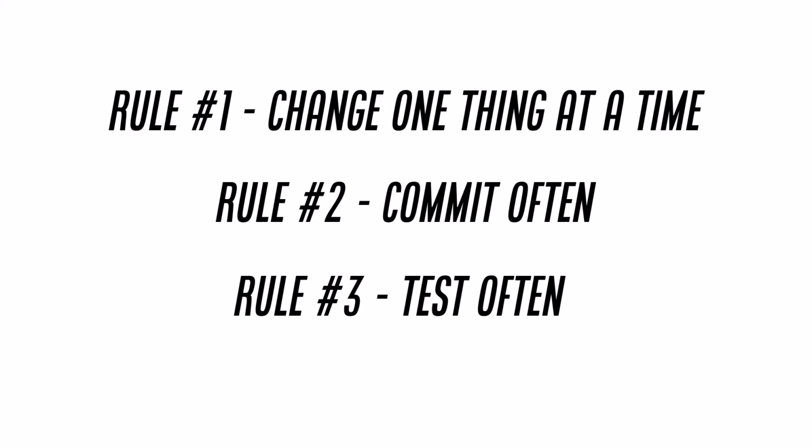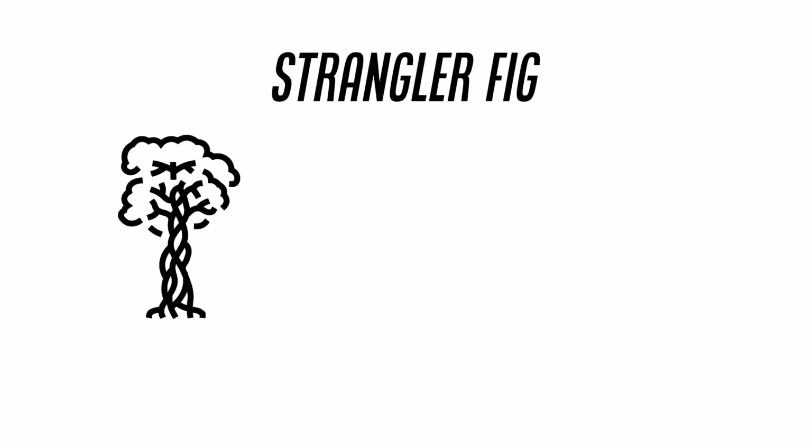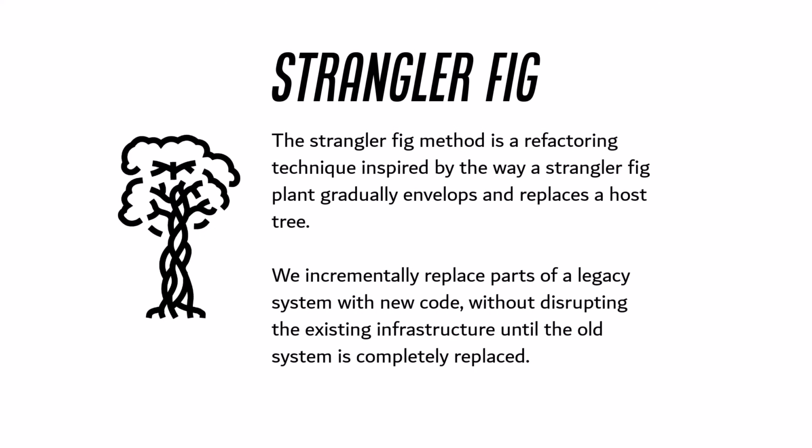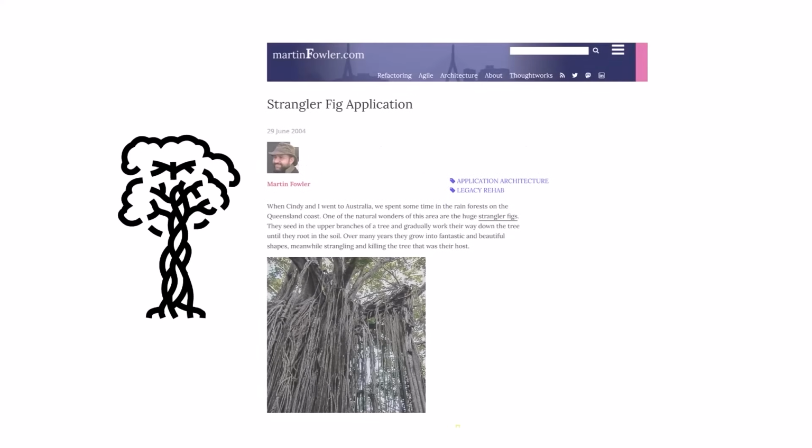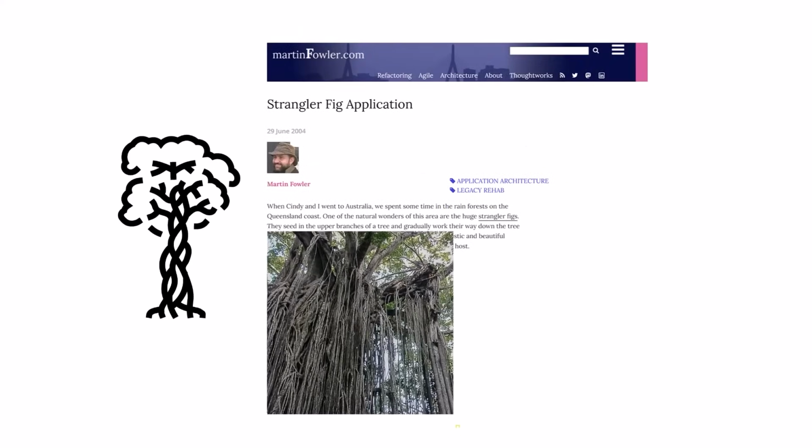So let's get into this first method here, Strangler Fig. The Strangler Fig pattern is a methodical and gradual process of refactoring code by replacing parts of the old system with the new system, while ensuring the whole system continues to function effectively throughout the process. The name comes from the Australian Strangler Fig tree that gradually envelops and replaces its host tree.